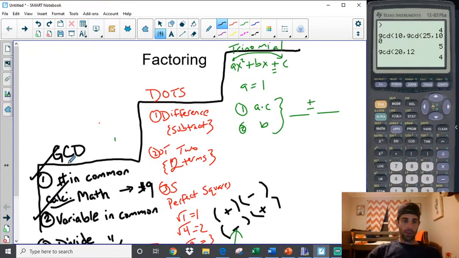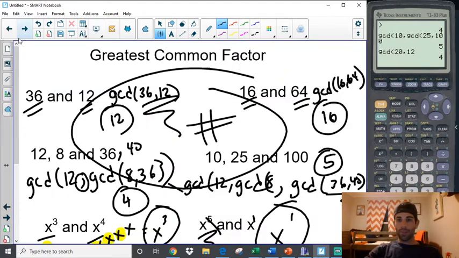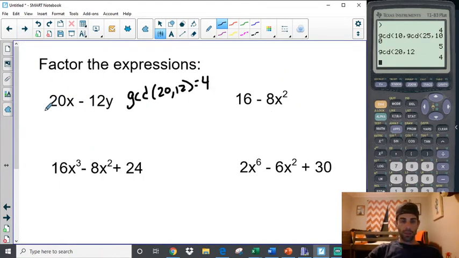So that covers step 1, number in common. Now, look at step 2. Do they have a variable in common? Well, in this term here, there's an x. This term here, there's a y. So they both don't have a letter, so GCD is 4.